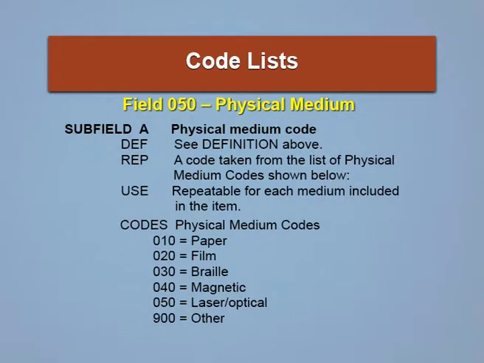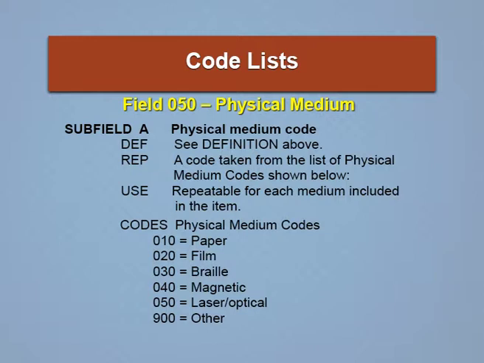So, all these codes will be available inside the CCF manual, which you can consult to take the appropriate values. But in some cases the coded values are given in the field itself. For example, if you look at the screen, you can see field 050 physical medium has one subfield called physical medium code. This code is given at the end of the subfield: 010 paper, 020 film, 030 braille, 040 magnetic media, 050 laser or optical discs, and 900 others. So, these are the coded values available.